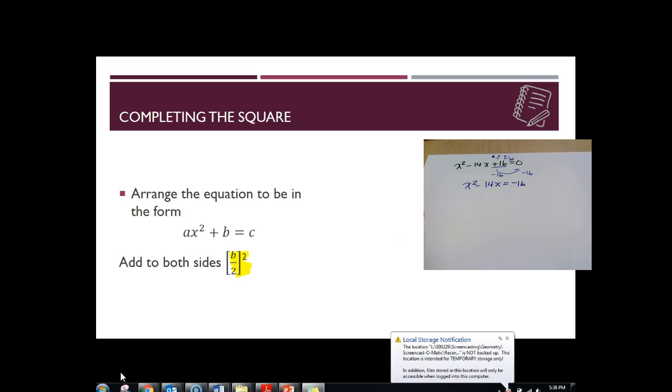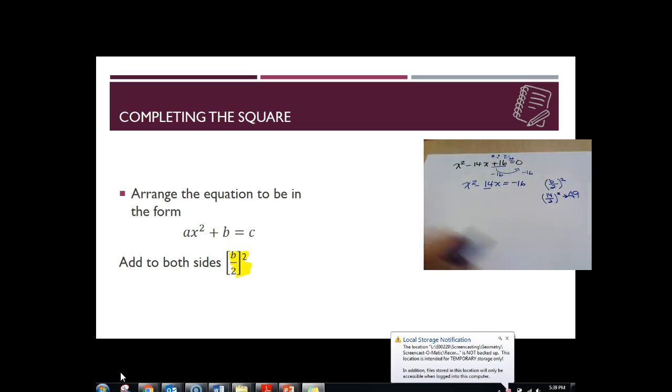Now I can use that perfect square formula that I have over here, b in half and then squared. So I'll take my b term, which is 14, divided in half, which is 7, and then square it and get 49. So 49 is the number that I want to add to both sides. Remember, I took 14, divided it in half, and then squared it.